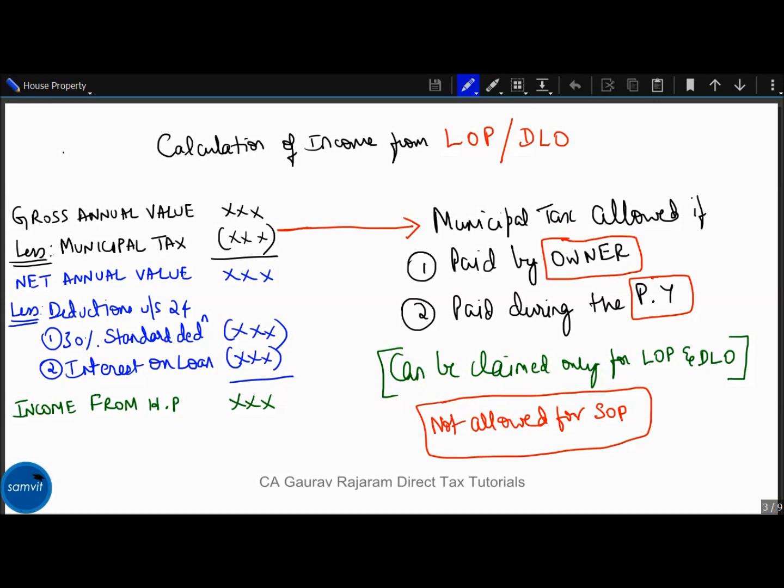From that, you are eligible for 2 deductions under section 24. 30% standard deduction. This is calculated on the net annual value. And the second deduction is interest on loan. The final result is known as income from house property.